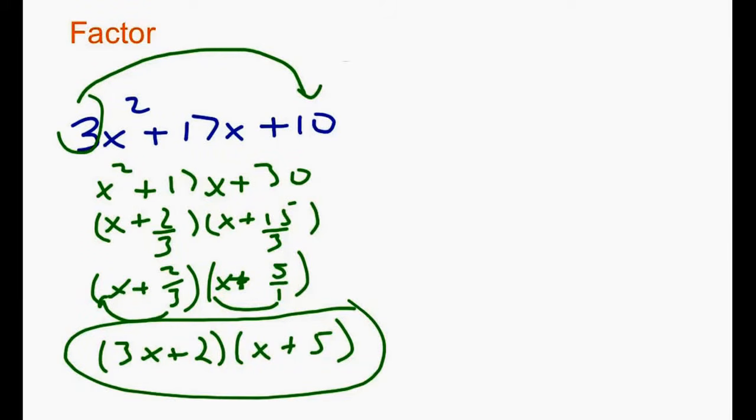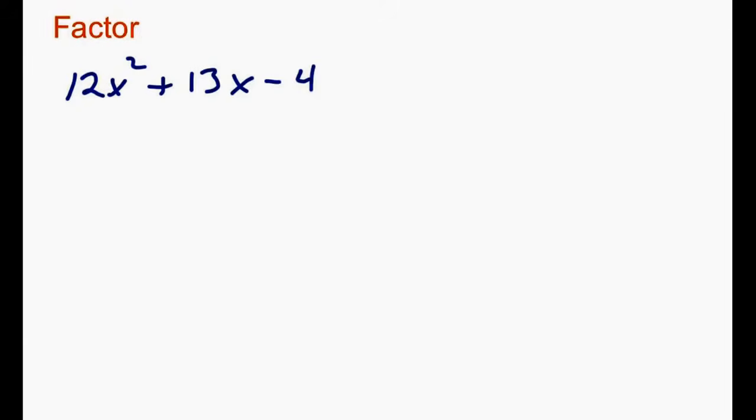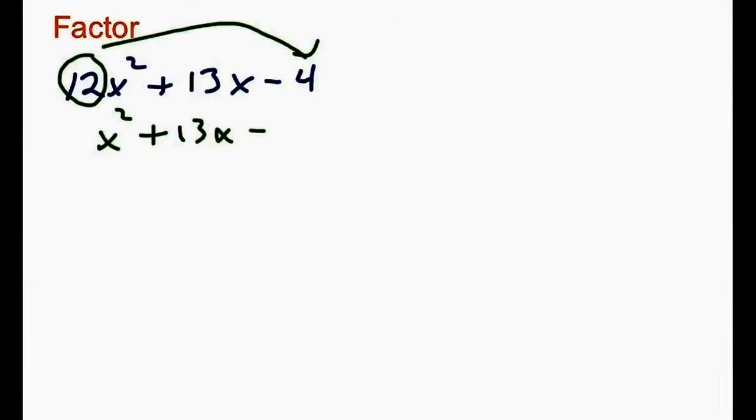All right, let's look at another one. 12x squared plus 13x minus 4. All right, so that first step is to take that number and slide it over here. We're going to multiply it. So no longer is there a 12 there, so just x squared plus 13x minus 12 times 4 is 48.